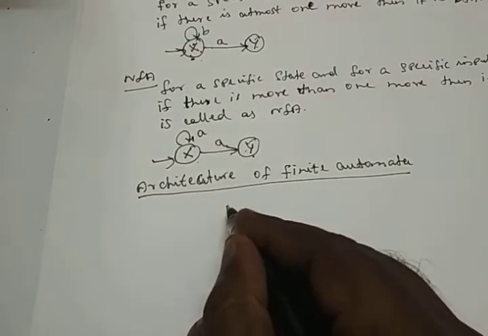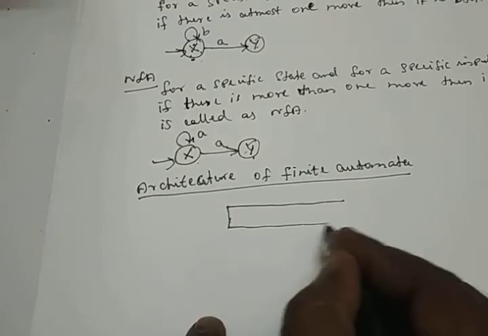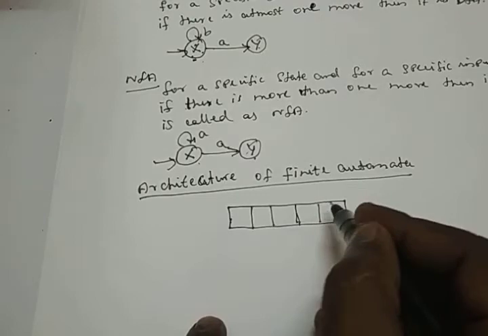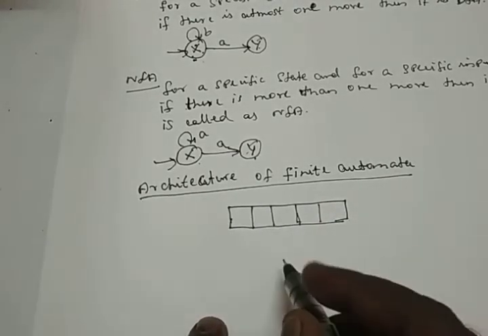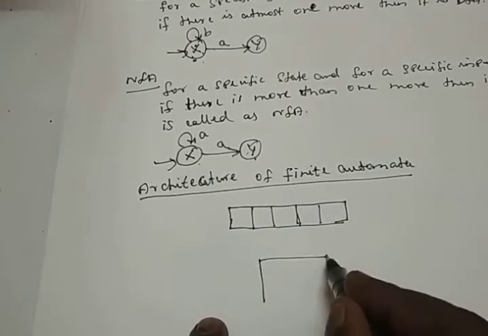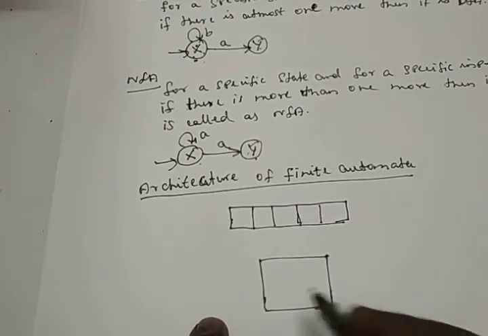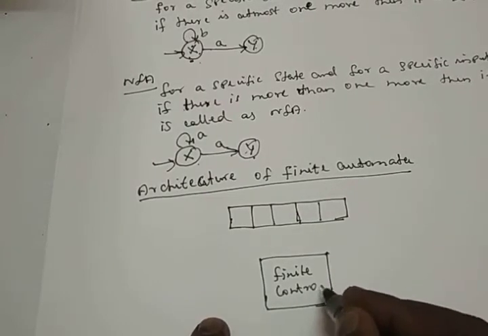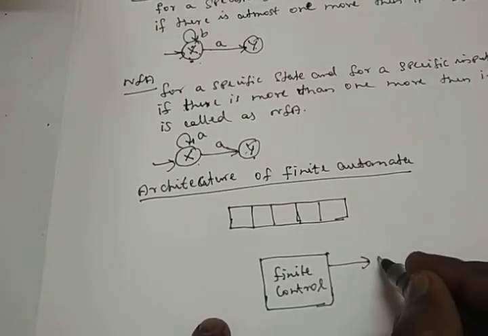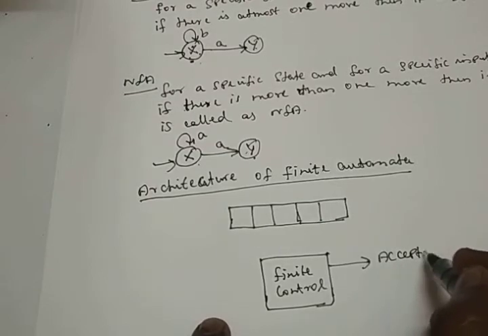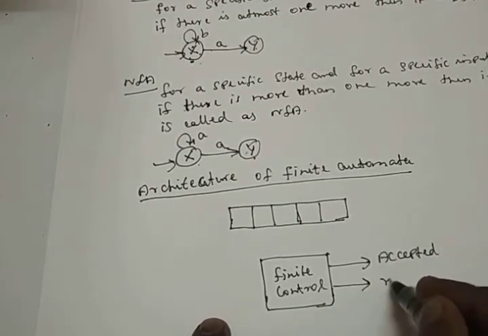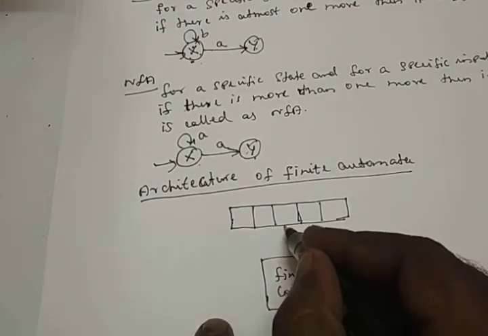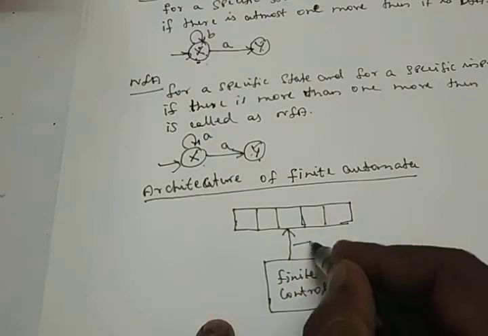We'll now discuss the architecture of finite automata. Finite automata have a simple diagram like this. You have a tape drive, which is split into cells. And you have a finite control. You will get two outputs, either it is accepted or it is rejected. And this is called a read head.